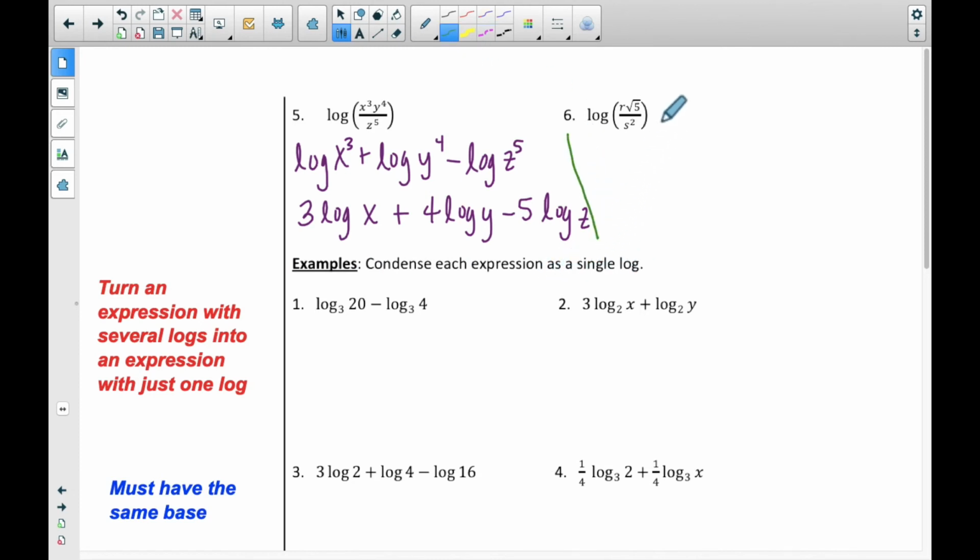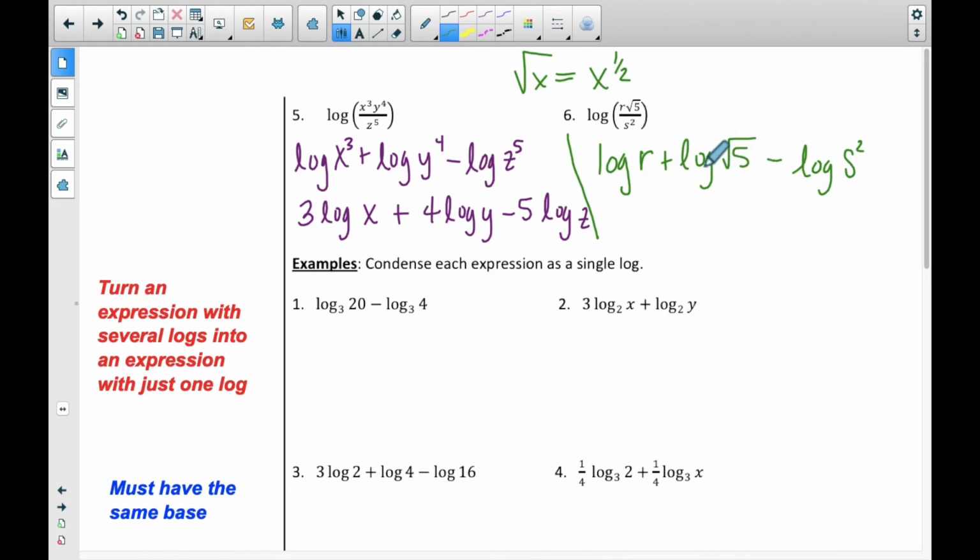Number 6, maybe we should look at number 6 together because there's that square root in there. Remember that the square root of x is the same as x to the 1/2 power. So square root is really just a 1/2 power. So if we do this, I'm going to turn this into a multiplication, which is addition, and then I have subtraction, which is division, or division, which is subtraction. Okay, so my first step, I'm not done yet, but my first step is going to be log r plus the log of square root 5, because that's multiplication, minus the log of s squared.